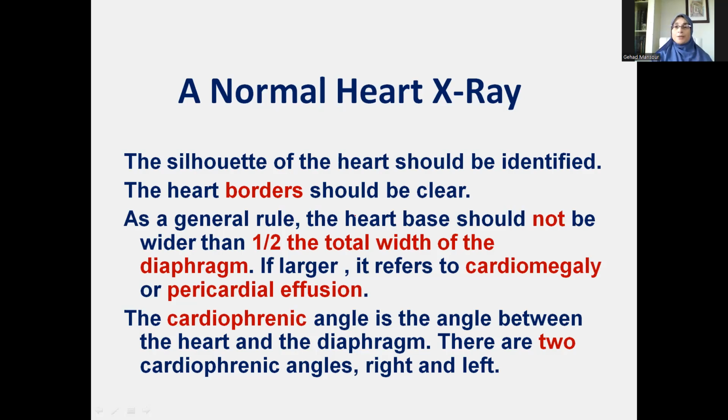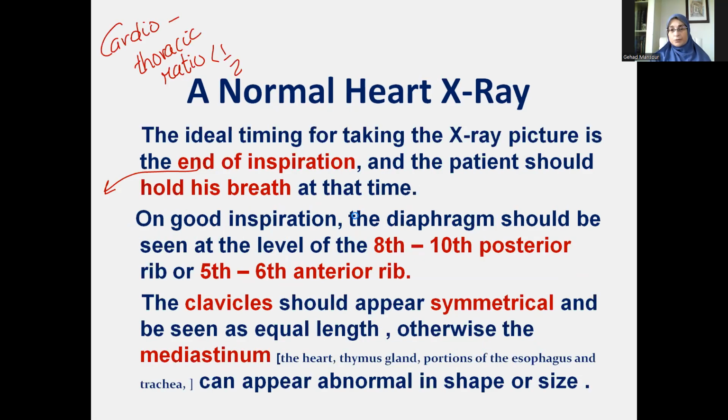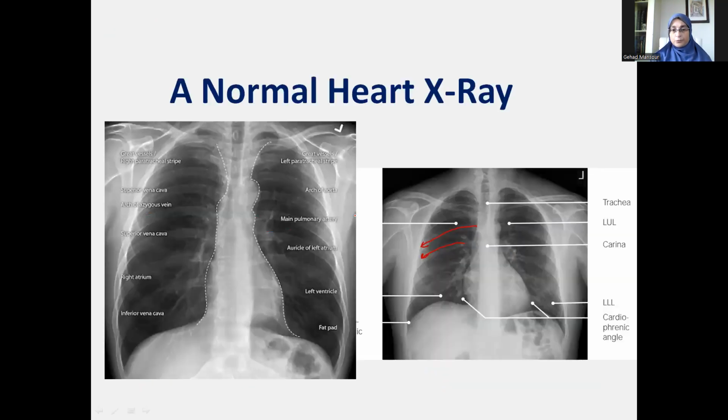Of course, in a normal heart X-ray, just like in a normal chest X-ray, you have to give a comment about the cardiophrenic angle, the angle between the heart and the diaphragm. This is not the cardiothoracic angle, and it is not the angle between the ribs and the diaphragm, but it is the angle between the heart and the diaphragm. So the cardiophrenic angle is this one, and you have to give information about it.